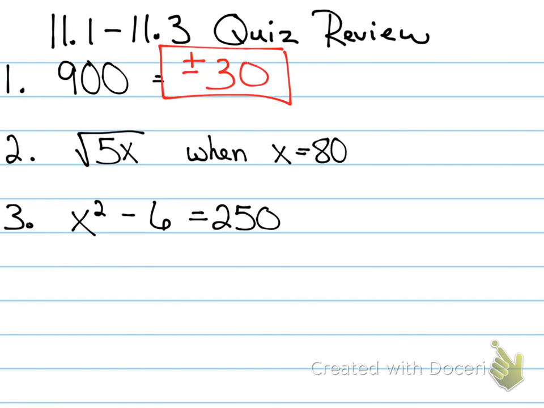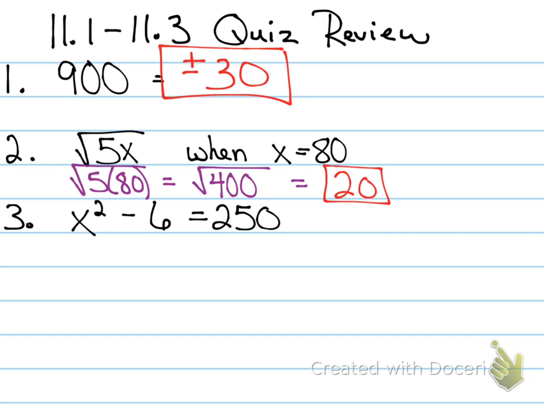Go ahead and finish up number 2 now. Substitute and solve. Are y'all done with that one? Okay, so when you substitute, what's 5 times 80? 400. What's the square root of 400? It's just 20. It's not positive and negative, because the radical is in the original, and a radical is positive unless there's a negative out in front, and then my answer is negative.